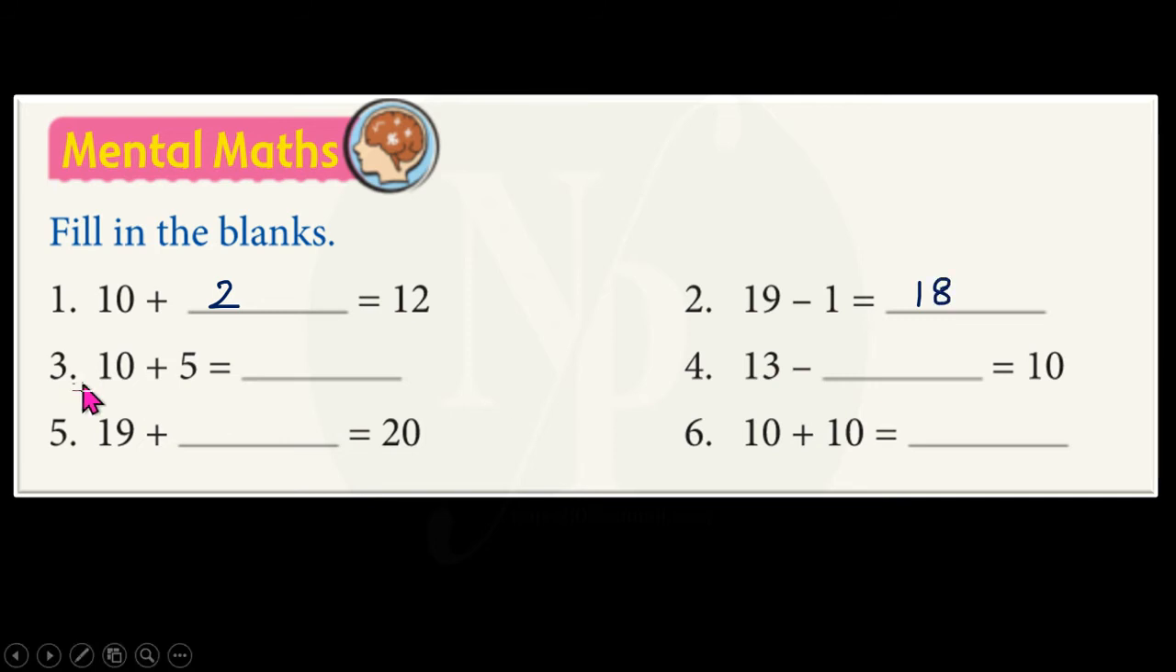Question number 3. 10 plus 5 is equal to dash. 10 plus 5 is 15. On adding 5 to 10, we get 15 as answer. So you write 15 here.